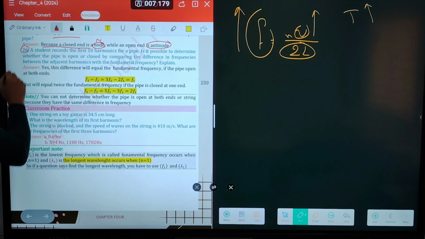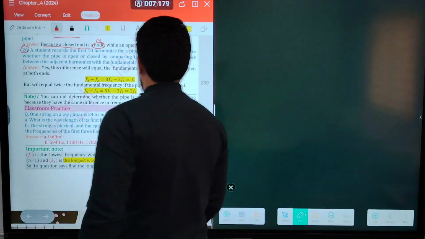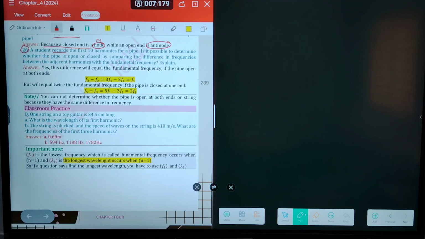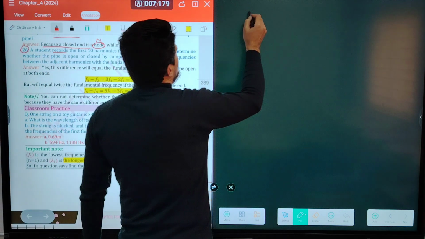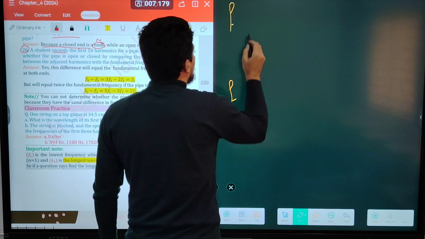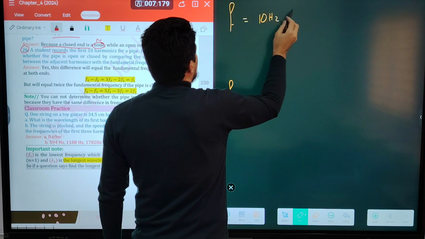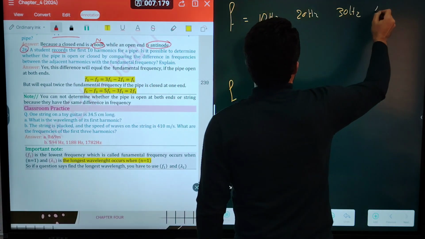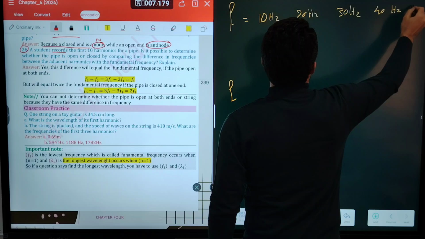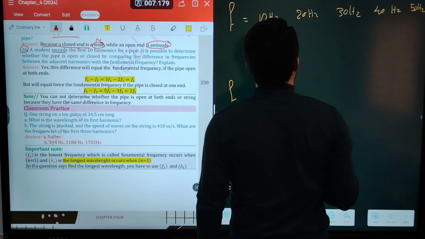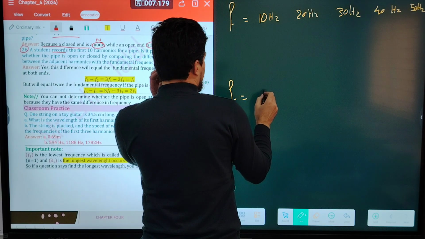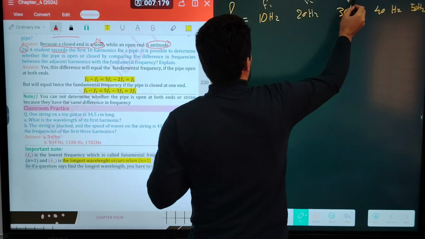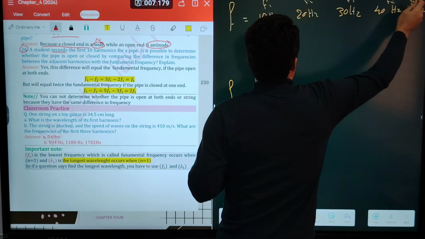Question 26, guys. Look at this question. Very good question. A student records the first 10 harmonics for a pipe. Okay? Like, for example, 10 hertz, 20 hertz, 30 hertz, 40 hertz, 50 hertz. Okay? This is F1, the fundamental frequency, then F2, F3, F4, F5 until 10.